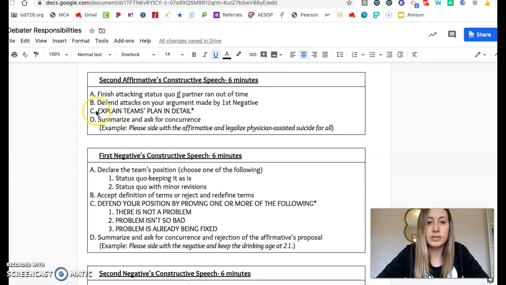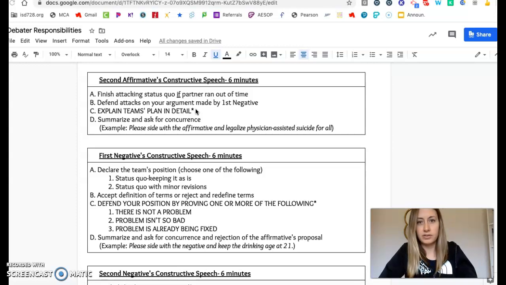Then you're going to explain the team's plan in detail. And again, this is in all caps with a star because second affirmative, this is your main job. Explain the team's plan in detail. What are you going to be doing specifically? You need to be very specific and clear about what your plan would look like. For example, if your topic was the legalization of marijuana, I have a list here of different things that you should make sure that you cover and answer for me.